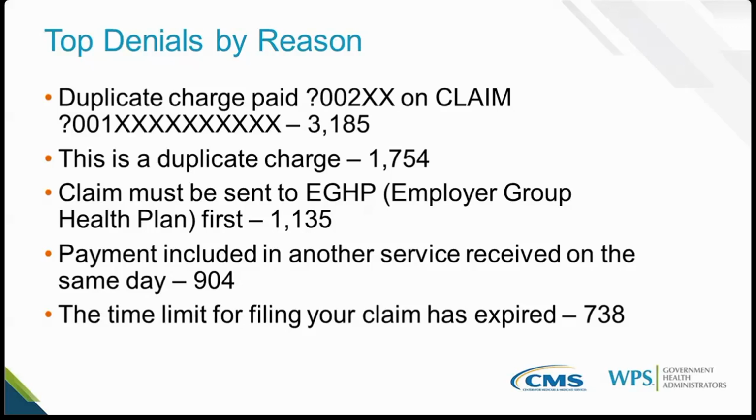All right. Another top denial by reason: the claim must be sent to the employer group health plan first. So this is one of those Medicare secondary payer situations. For this, what you can do is check with the beneficiary if anything's changed in their coverage. I realize, and I've heard it from providers when I've talked to them before, that you don't always know that there's been a change. I recommend that you ask them for that card each and every time they come in. Do you have more than one card? Sometimes they do. Sometimes they're not all current. But that's just more questions on the front end that might help avoid this type of denial.